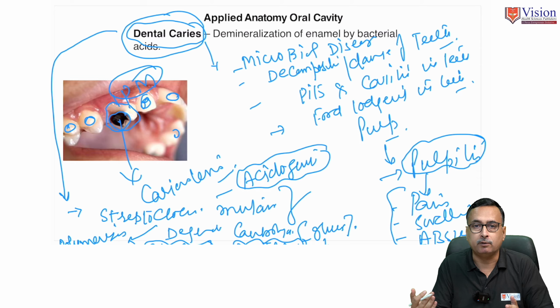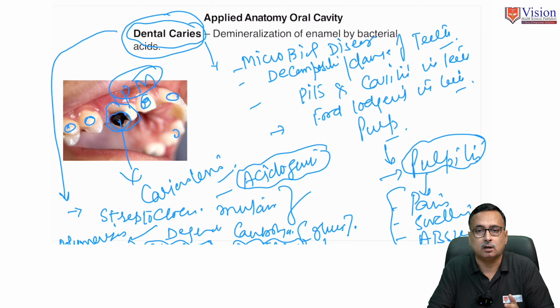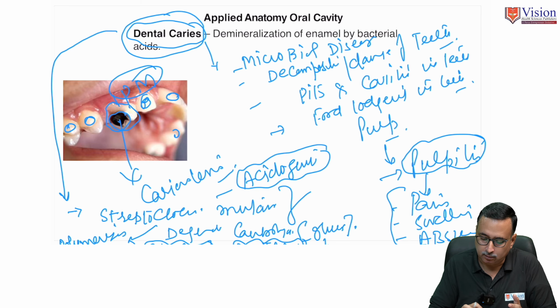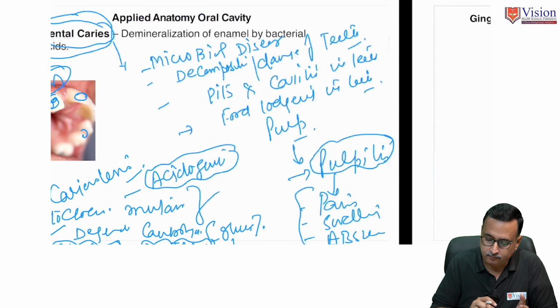So how can we prevent dental caries? By maintaining proper oral hygiene, by proper brushing, and by proper elimination of lodged food particles. So we can prevent dental caries. There are various therapeutic measures also, which are beyond the scope of this discussion. We shall discuss those in some other meetings. Let's see another slide.